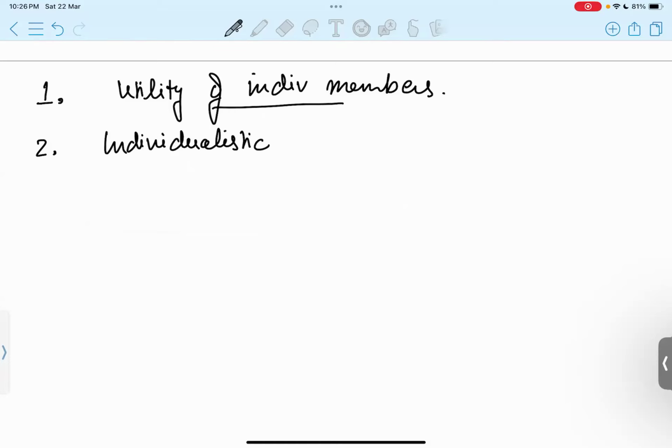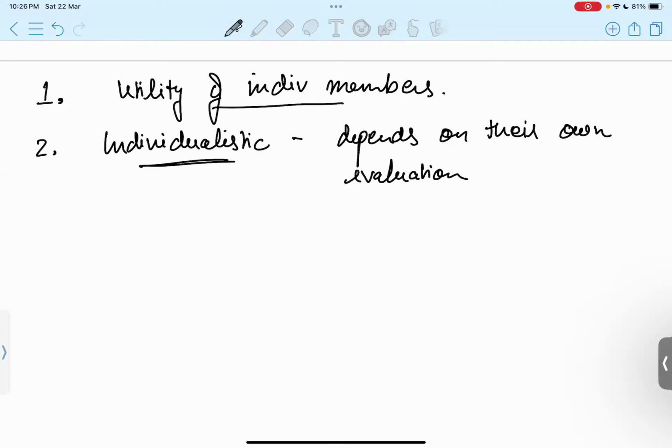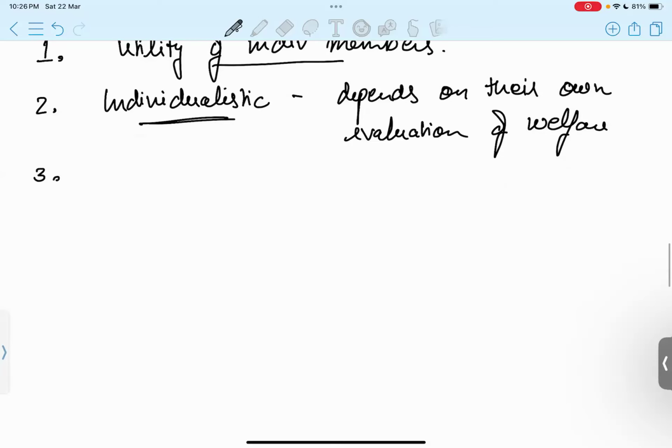Then it is individualistic in nature. That is, an individual's utility is very crucial under this type of social welfare function. Individualistic means that the utility of an individual depends upon their own evaluation of welfare and not upon any other individual who is a part of the society. That is why it is called individualistic. Third, we say that there are again explicit value judgments.